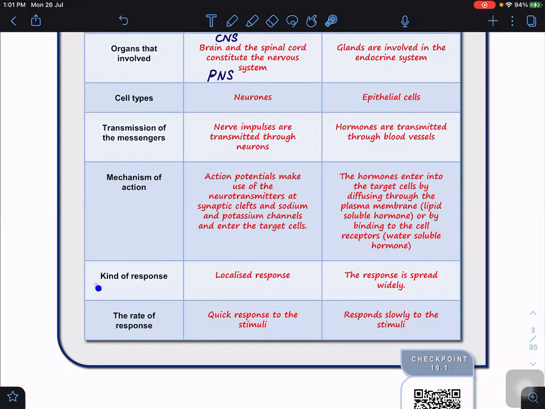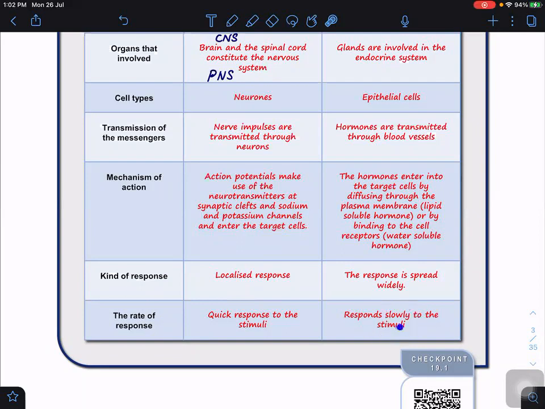What kind of response? Definitely a more localized response for the nerve, if we look at muscle contractions, for example. But the response of endocrine glands is more widespread. For example, growth hormone can have more target organs. With the adrenal glands, you can see the target organ response is spread widely. As for the rate of response, the nervous system gives a quick response to the stimuli, but the endocrine gland will respond slowly.